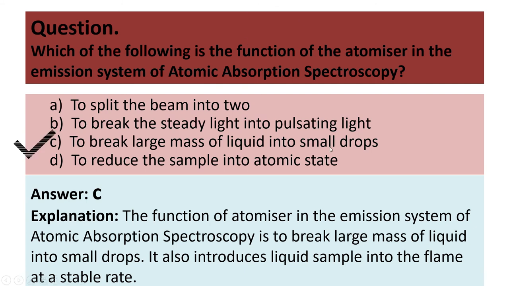So option C, to break the large mass of liquid into small drops, is the correct option for the atomizer part of atomic absorption spectroscopy.